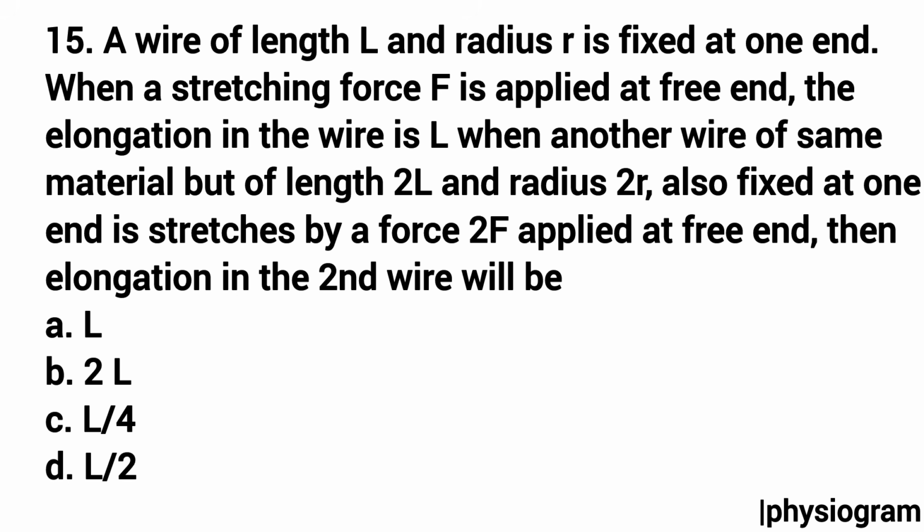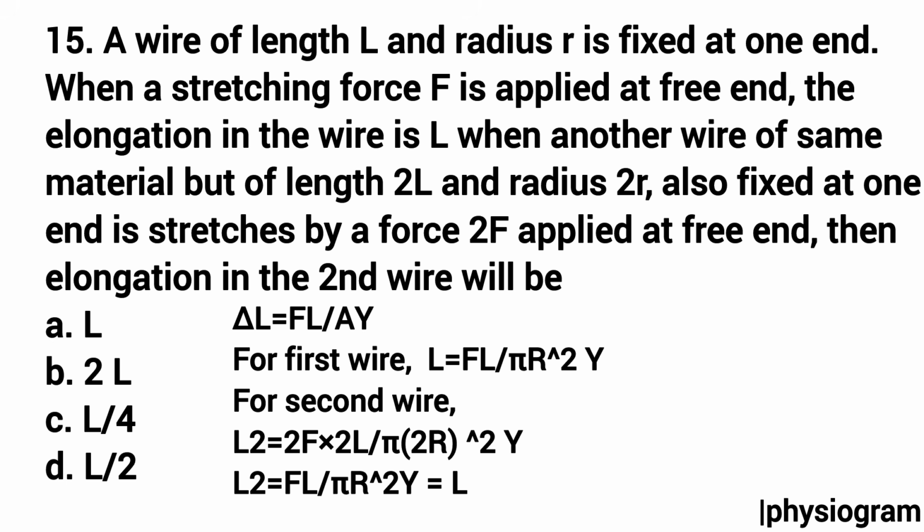So first, recall the formula for elongation of a wire under stretching, that is ΔL = FL/AY, where F is the applied force, L is the original length, A is πr², the cross-sectional area, and Y is Young's modulus, which is the same for both wires. Now for the first wire, L = FL/(πr²Y), and for the second wire it will be 2F × 2L divided by π(2r)² × Y, that is FL/(πr²Y).